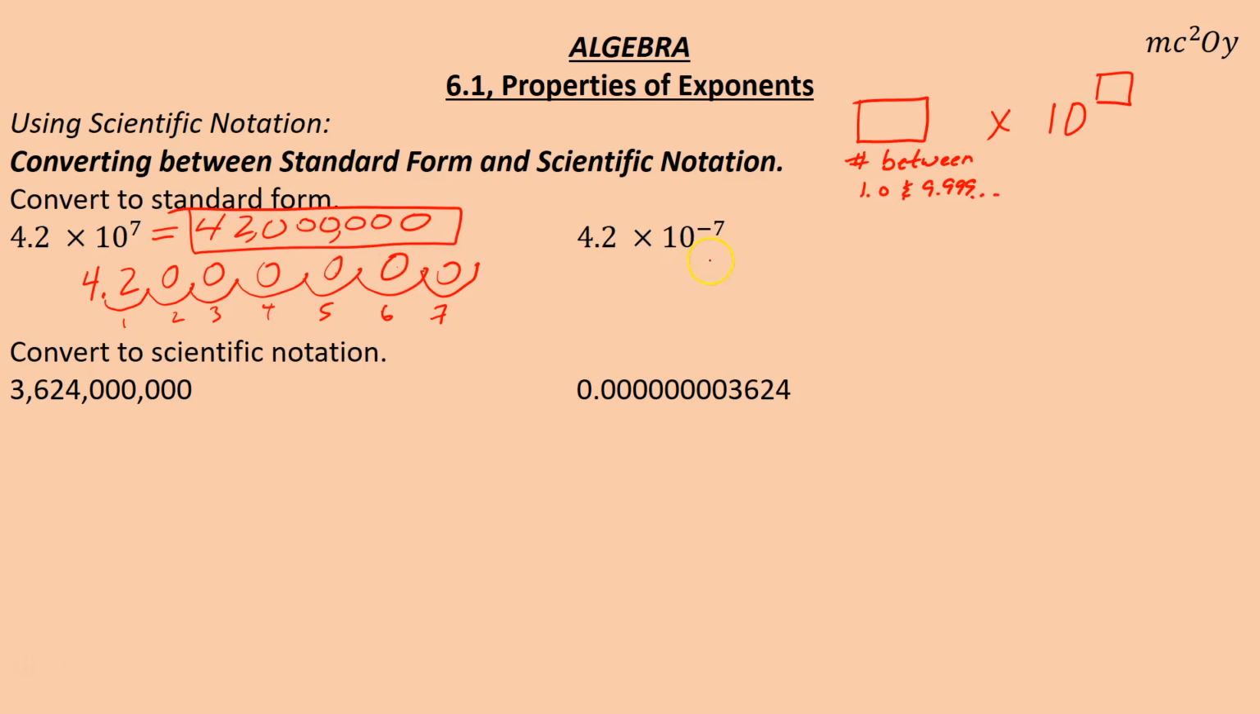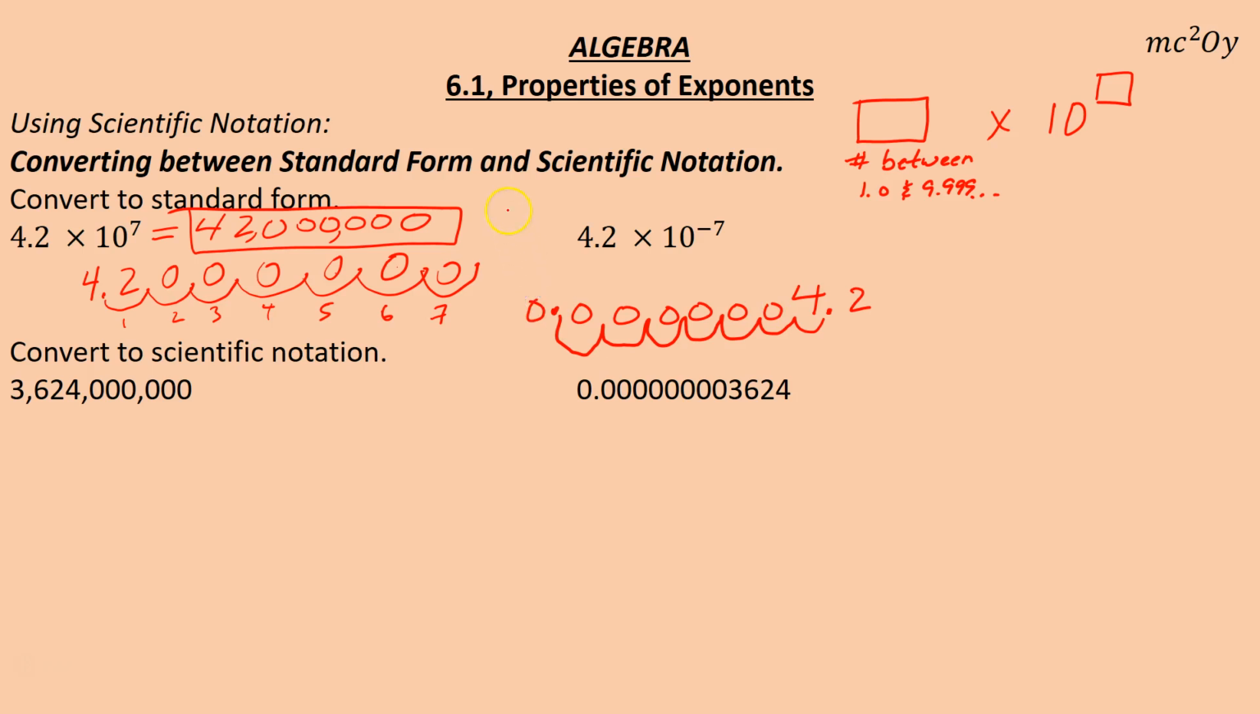Well, if I have 4.2 raised to the negative 7th, notice that the negative power now means my number, 4.2, is actually going to get smaller. It means I'm actually dividing by 10 7 times. So 1, 2, 3, 4, 5, 6, 7. So my number gets smaller. I started with 4.2, so it has to get smaller.